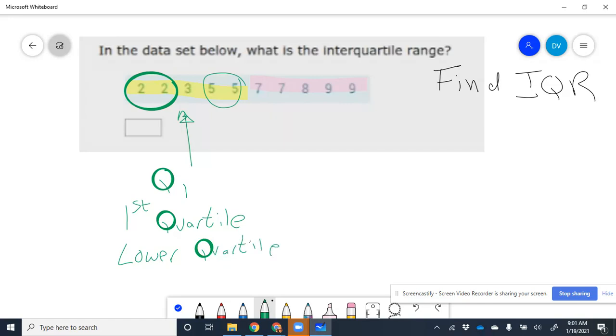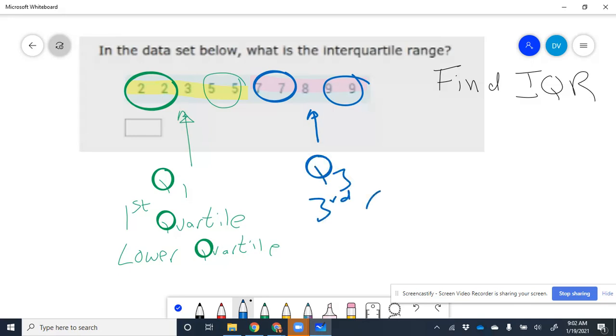Let's also find, I'll use a different color here, the middle or the quartile for these upper data, which is in the middle of these pink group of numbers. And that would be 8. 8 would be our third quartile. We'll either call it Q sub 3 or the third quartile, or sometimes called the upper quartile.